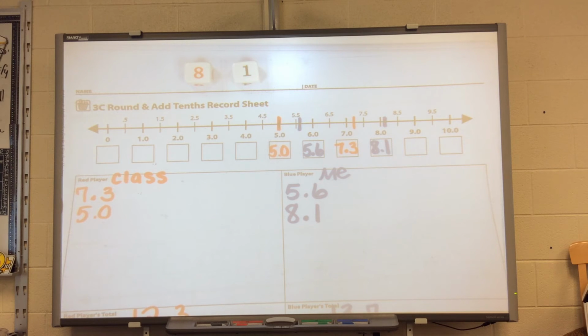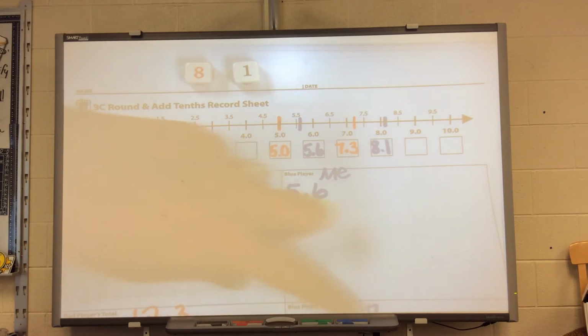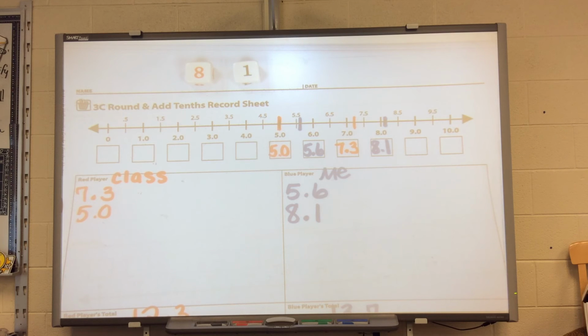Again, if you wanted to do a little extra challenge, think about our math lesson today. What could you do with these numbers when you're done? Sophia? You could subtract them, right? This is a great example of that hopping to a friendly number that you could subtract with to help yourself practice your subtraction of decimals, okay? And this is how you play Workplace 3C, Round and Add Tenths.